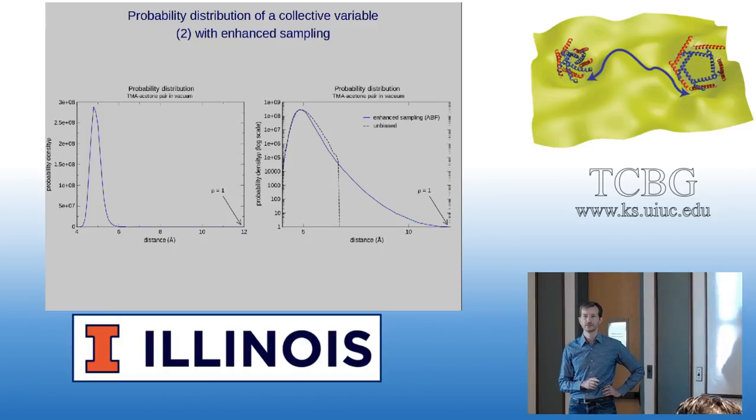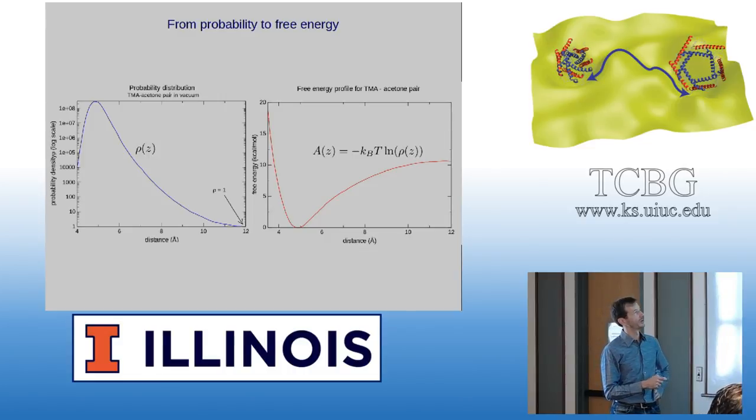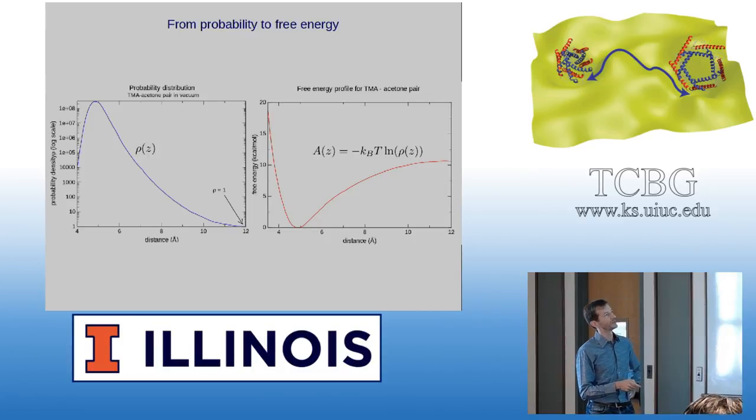So that's the basis. And then once you're looking at this probability distribution on a log scale, it's almost a free energy, because the free energy is just minus the log of the distribution. So the free energy profile of this coordinate looks just like this. And that's it. Just looking at histograms, you're already looking at free energies pretty much.